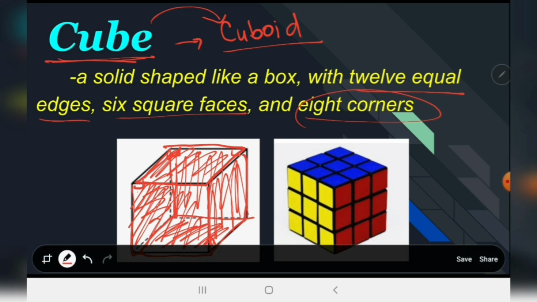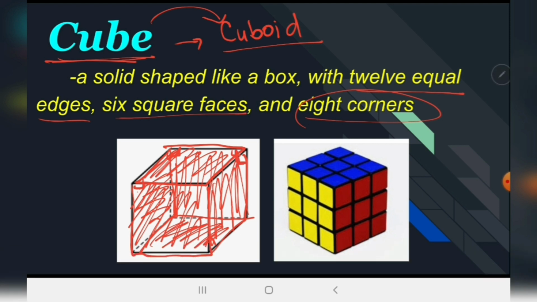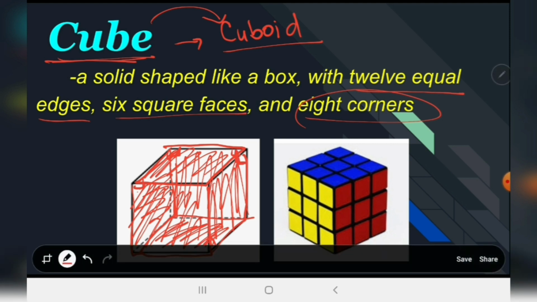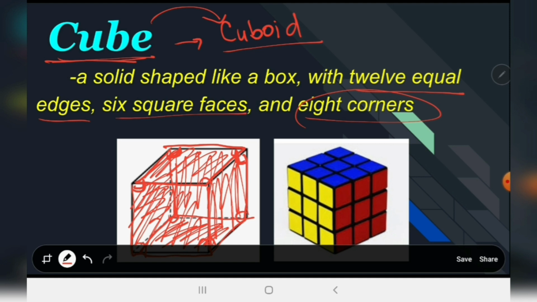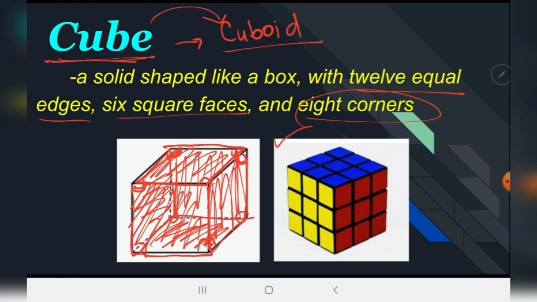And then 8 corners. What do we mean by 8 corners? Have you watched boxing? The referee says, in the right corner, or in the red corner. So a corner is here, and that forms 90 degrees. So we have 1, 2, 3, 4, 5, 6, 7, 8. We have 8 corners, and that is a cube. And here, the next figure is what you call the Rubik's cube.